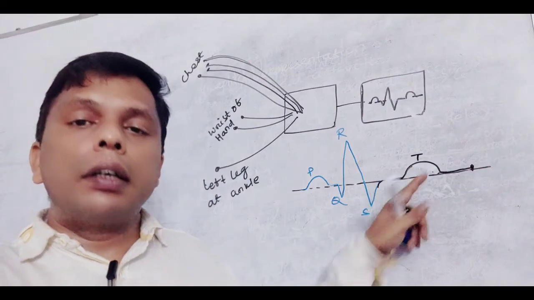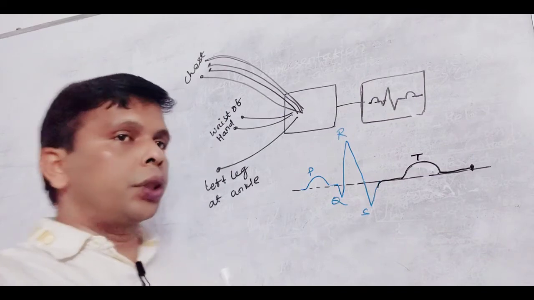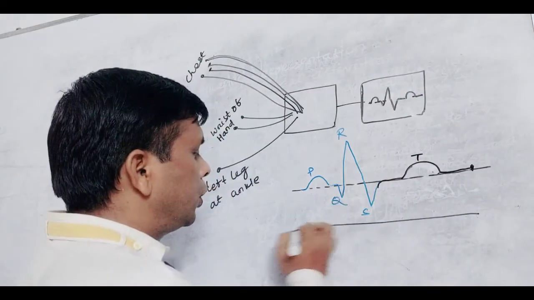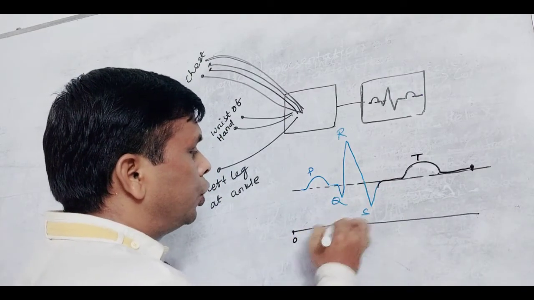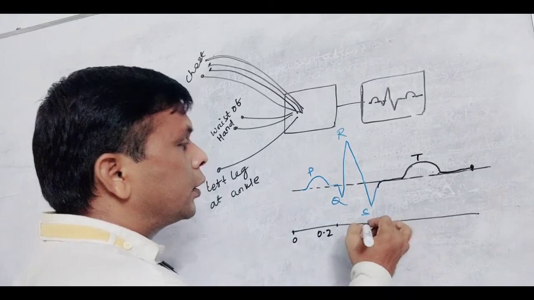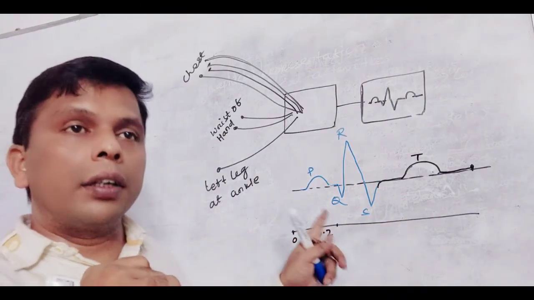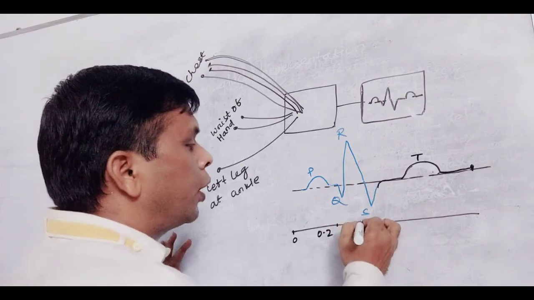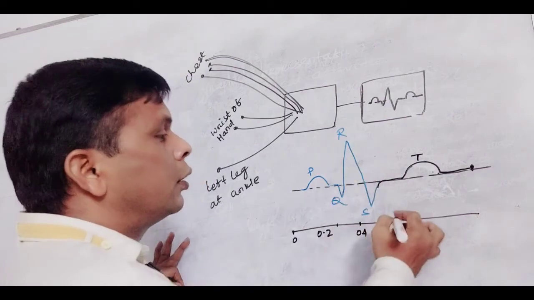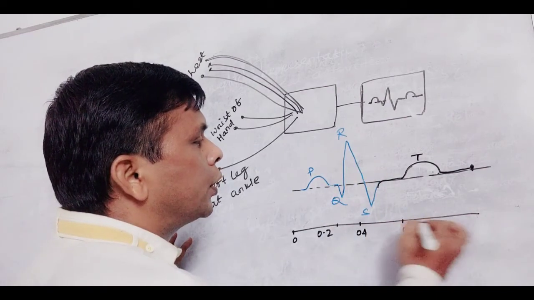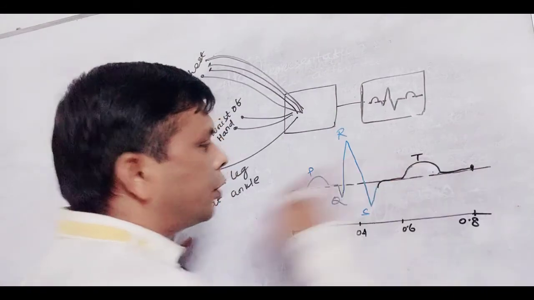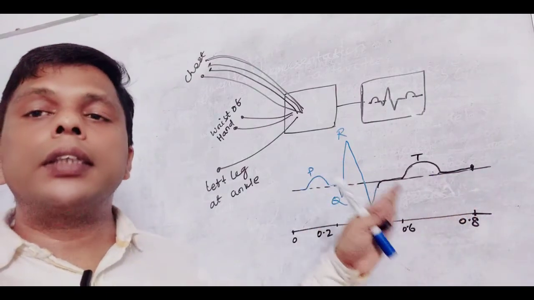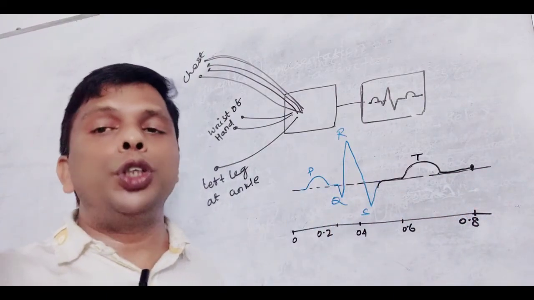If we calculate the timeline, suppose this is 0.2 second, the atrial contraction happens in 0.2 second, after that at 0.4 second this peak, in 0.6 second this, and this is 0.8 second. So the total event takes place at an interval of 0.8 second.